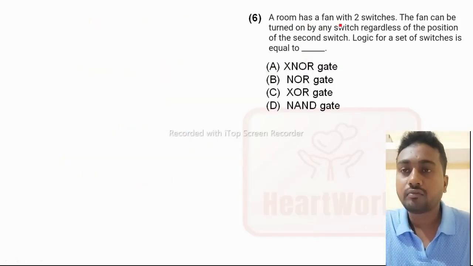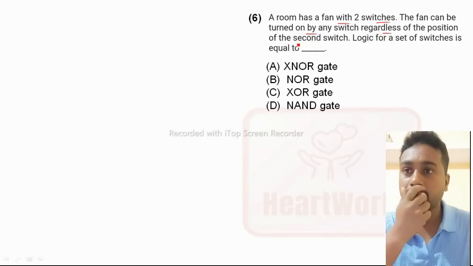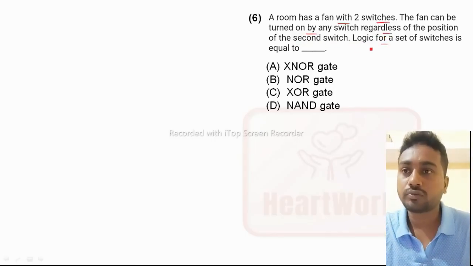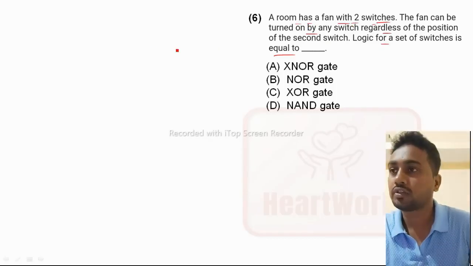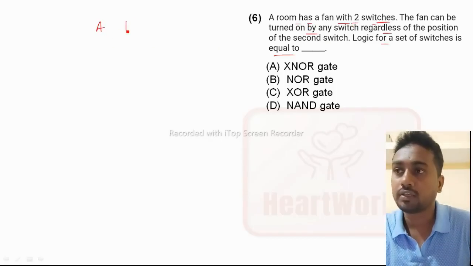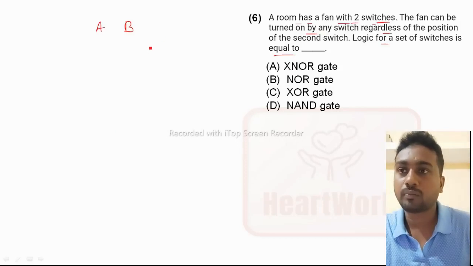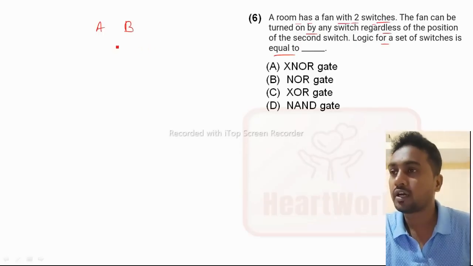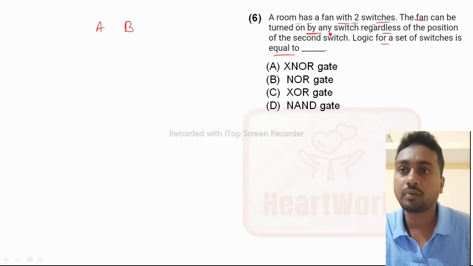A room has a fan with 2 switches. The fan can be turned on by any switch regardless of the position of the second switch. Logic for a set of switches is equal to. The question is, a room has a fan with two switches, suppose A and B. The fan can be turned on by any one switch regardless of the position of the second switch.